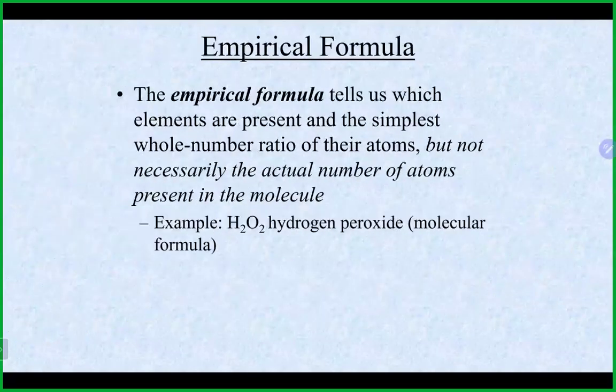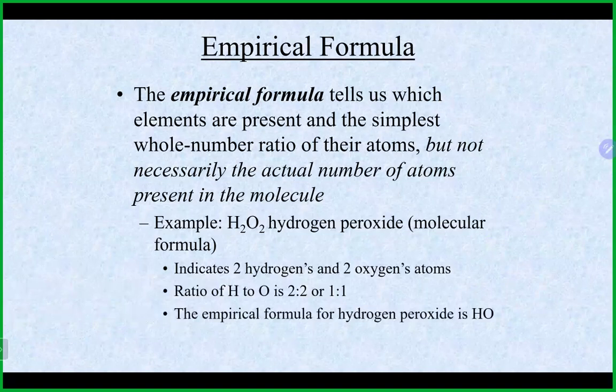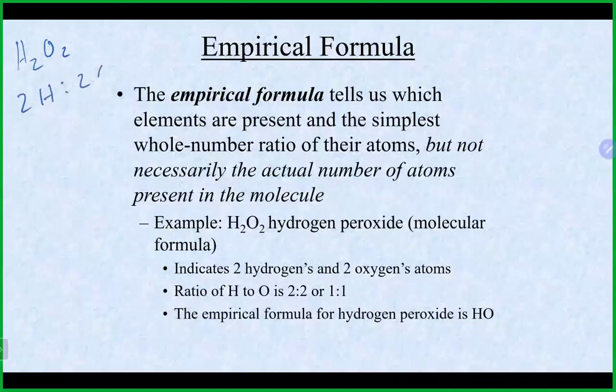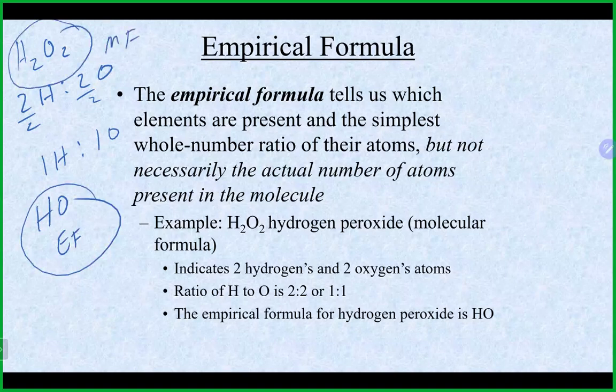Now, an empirical formula, on the other hand, is the simplest whole number ratio of what is present. It does not necessarily tell you exactly how many of each atom are present of each element, but it will give you the simplest ratio of those atoms. So hydrogen peroxide is basically 2 hydrogens for every 2 oxygens. If you divide by 2, that is 1 hydrogen for every 1 oxygen. That is how we would get our empirical formula of HO versus our molecular formula of H2O2.